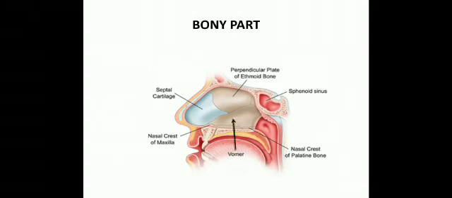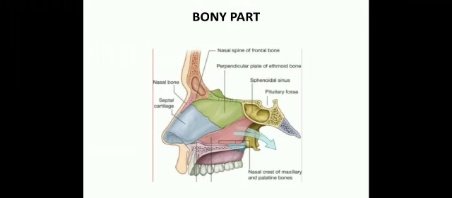The bony part is formed by the vomer bone, which forms the posterior inferior aspect, and the perpendicular plate of the ethmoid bone, which forms the anterior superior part. Other bones contributing to the formation of the nasal septum are the nasal spine of the frontal bone, the rostrum of the sphenoid bone, the nasal crest of the palatine bone, the nasal crest of the maxillary bone, and also the nasal crest of the frontal bone.